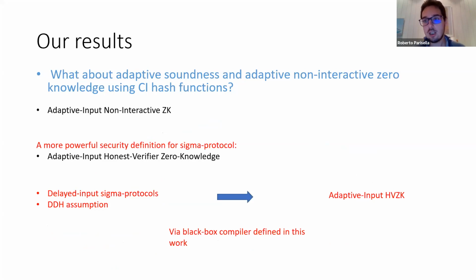The third and the most technical of our results is a general compiler to add this property of adaptive input honest verifier zero knowledge to any Sigma protocol for which this property makes sense, which is the class of delayed input Sigma protocols. This compiler is based only on the DDH assumption, and I stress the fact that this result is important on its own for some applications, not only because of how it's related to the NIZK framework.